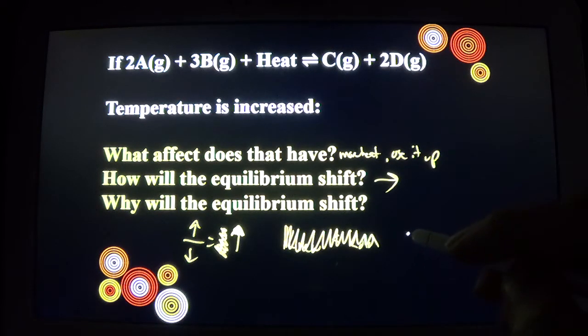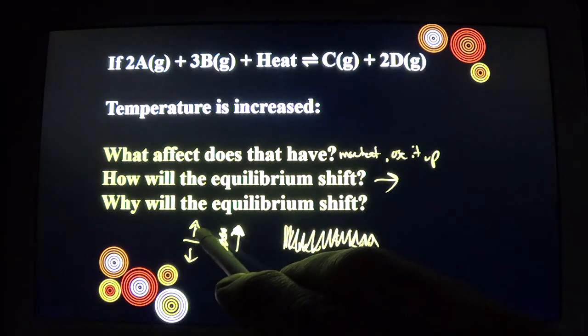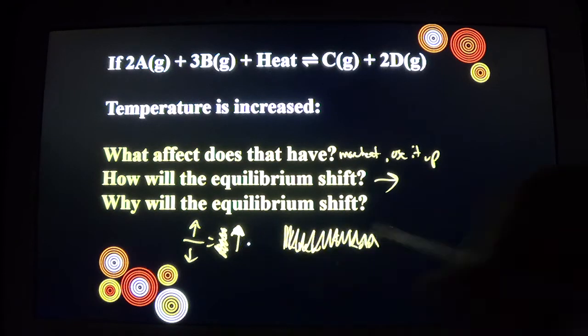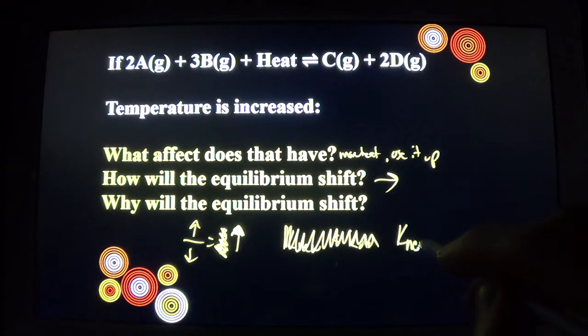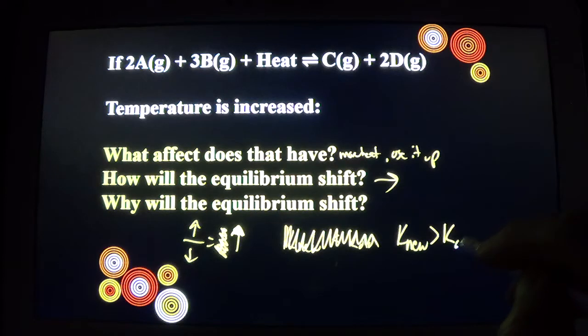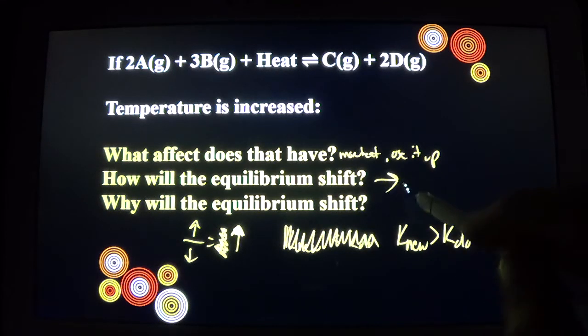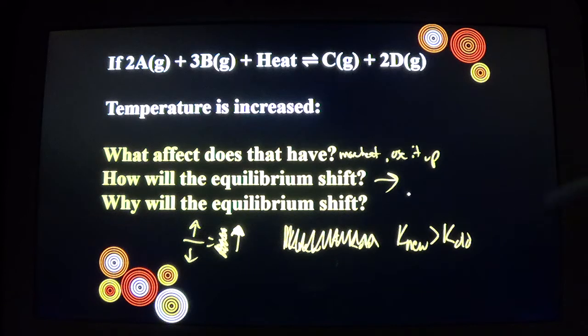Okay, so more products, less reactants, a bigger number. K new will be now greater than K old. And see how I've been self-checking myself with the way the greater than equals sign goes and the way the arrowhead points. It's a great thing to do on the test to be sure you're doing it right.